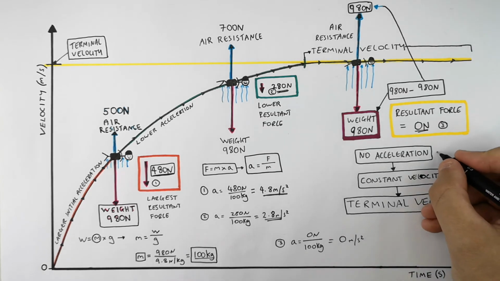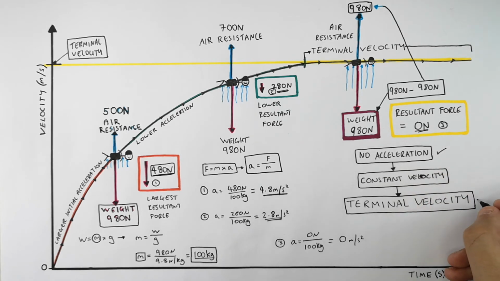So at this point here, which we call the terminal velocity, there is no acceleration. This is because they are moving with a constant velocity, and that is the skydiver's terminal velocity.